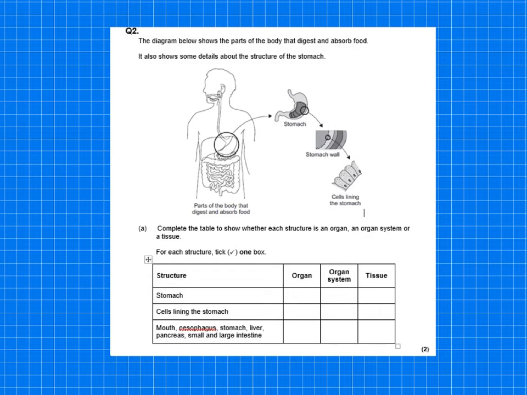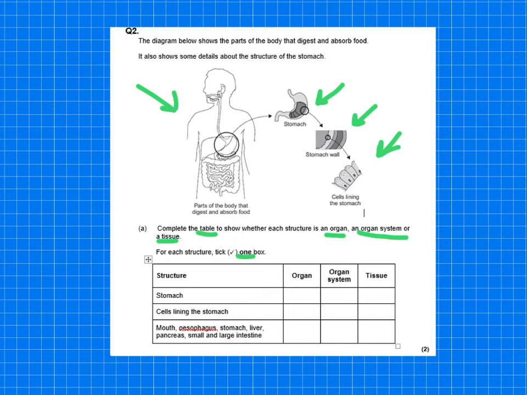So here's another similar style of question. Well, no, actually it's a different style of question, but again related to stomach tissue. They give you some information here. They give you the parts of the body that digest and absorb food. They show you the stomach wall, and also these cells lining the stomach. It says complete the table to show whether it's an organ, an organ system, or a tissue. You need to tick one box for each structure.